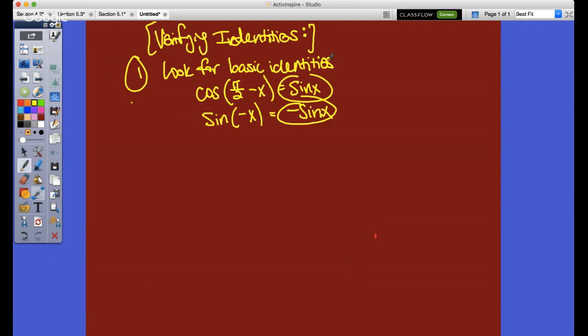So any basic identities that look kind of out of place, I always try to plug in those values specifically for ones like that may look like this.